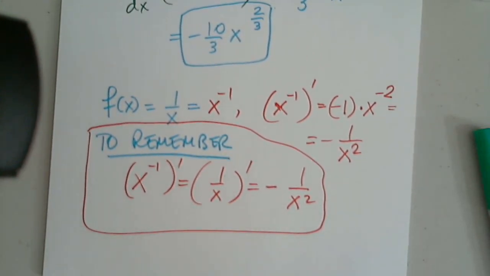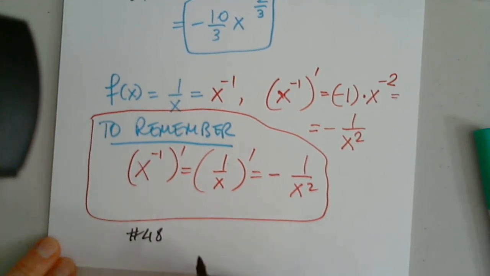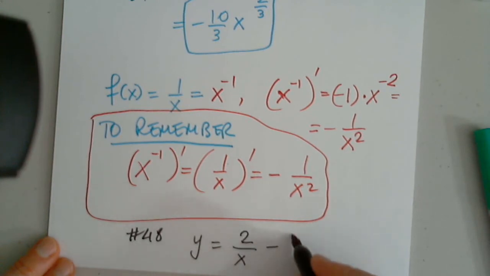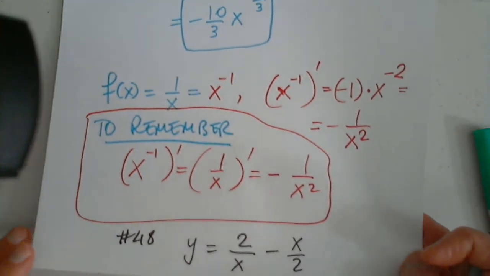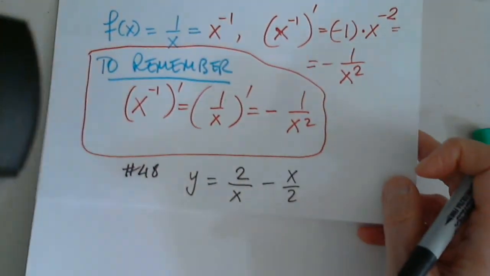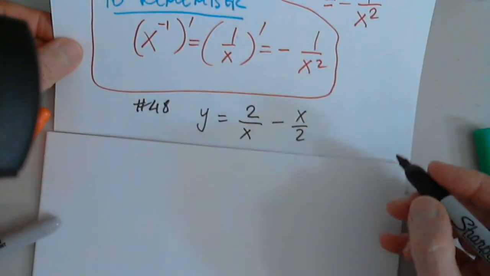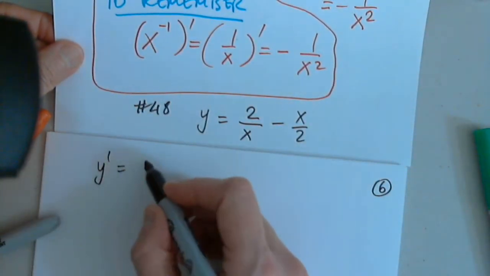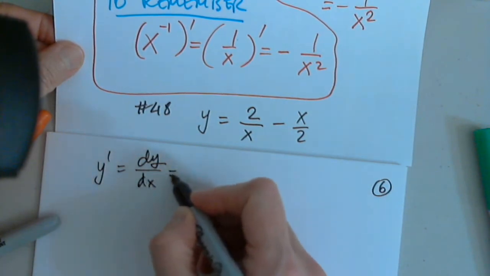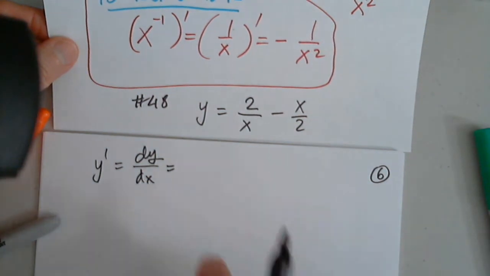Okay, so I would like to choose 48, and then you can choose the next one. 48 has y equals 2 over x minus x over 2. We are asked to find y prime. It's a difference of two different functions. That's okay. So y prime or dy over dx, same thing, different notation. This is called Leibniz notation. We're going to use it again later.